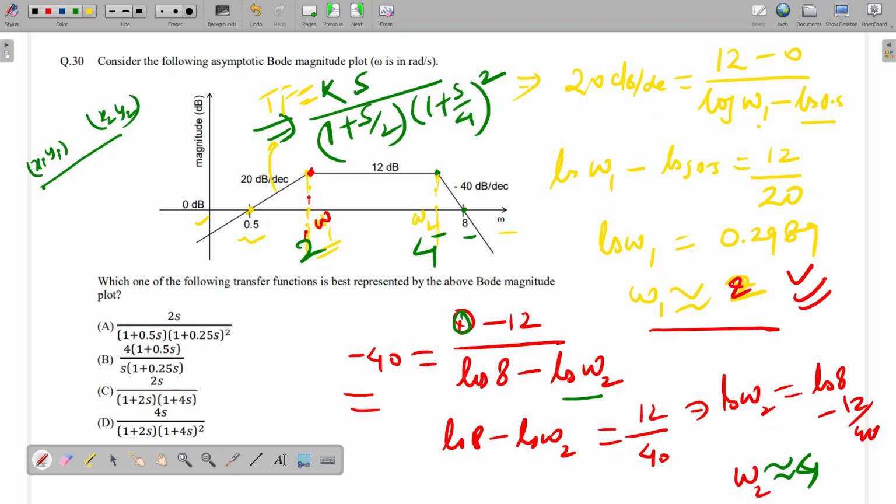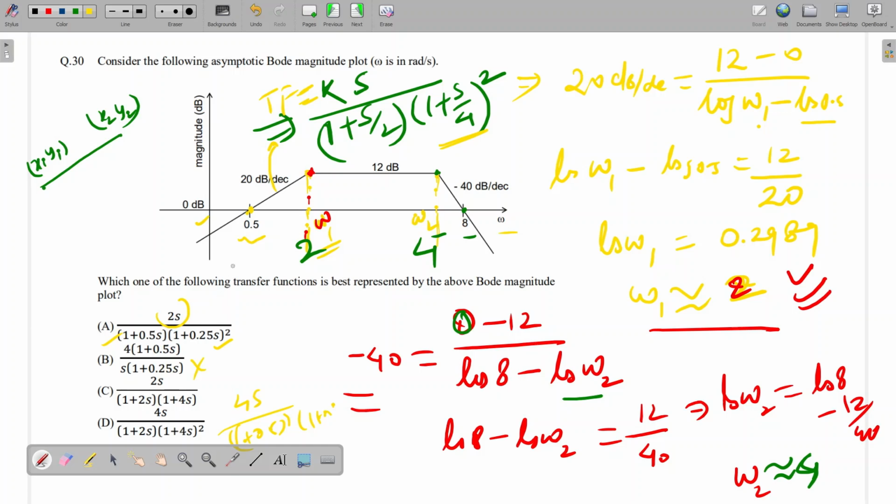Is it clear? If you see the options, which is the correct option? This is not the correct option, when a square is required. So 1 plus 0.5 s and 1 plus 0.25 s whole square. A is correct. But here it is 2. Let's say two options are given. One option will be given like 4s divided by 1 plus 0.5s into 1 plus 0.25. So we have to calculate the k value also. So what is the k value?